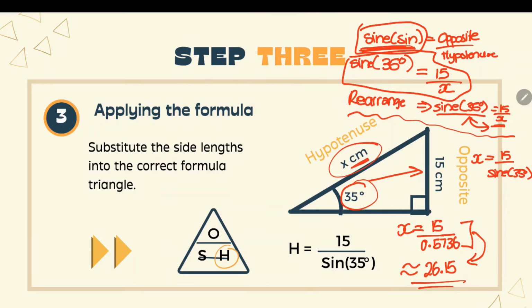Remember, you have a unit. You have to always write the unit of measurement. And one useful tip is to always have a concluding statement. A concluding statement summarizes the answer that you've gotten. You write this sign, the 3 dots, which in maths is known as therefore. Therefore, the hypotenuse is 26.15 centimeters.